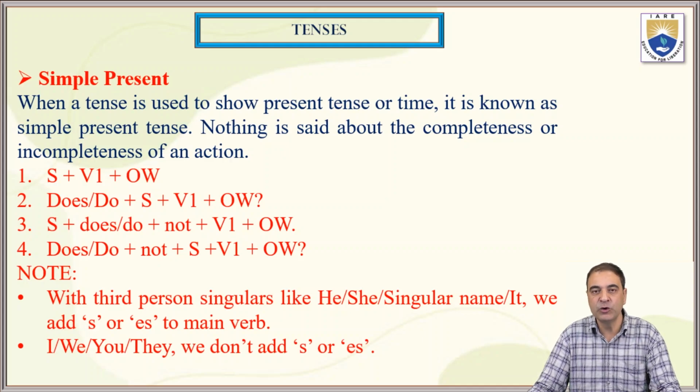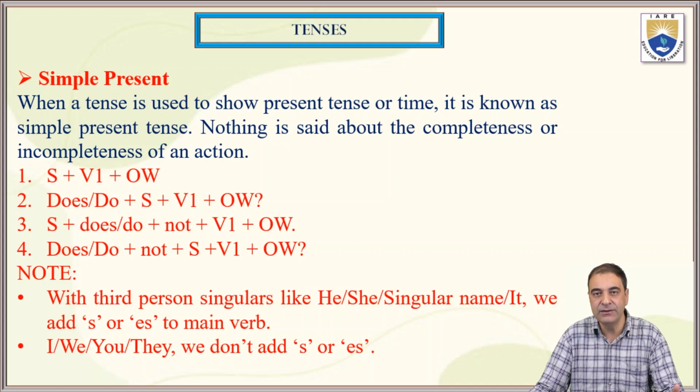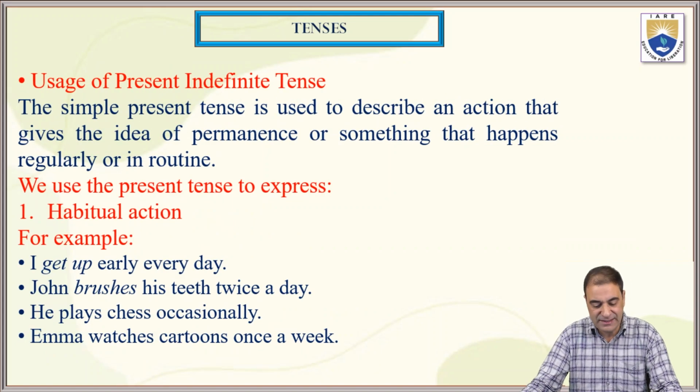But here, one thing you need to keep in mind is that we use s, es, or ies with the main verb if the subject is in third person singular. For example, if the subject is he, she, it, or any singular noun, we have to add s, es, or ies to the main verb. And we have done these things. We have this simple present or present indefinite.